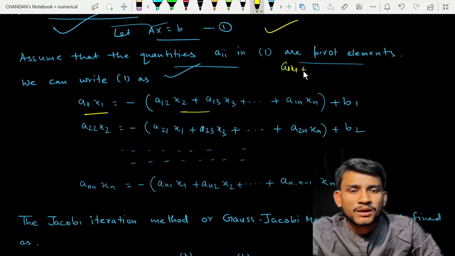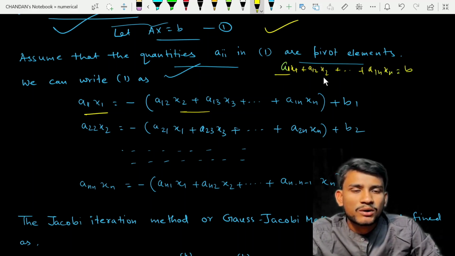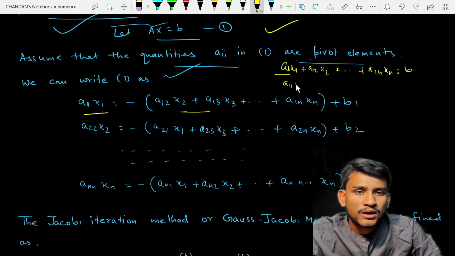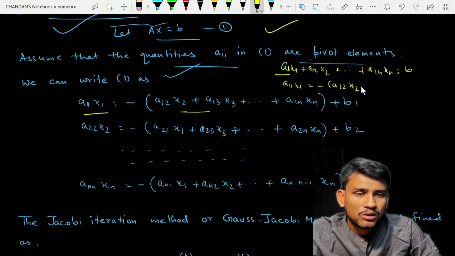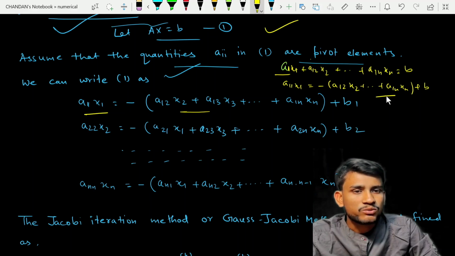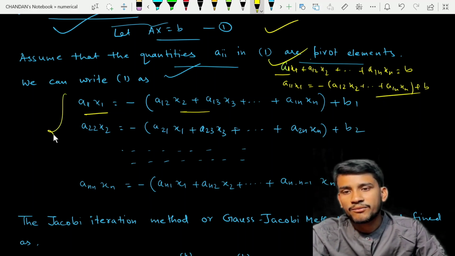a11 x1 plus a12 x2 plus dot dot dot plus a1n xn is equal to b1. Therefore a11 x1 is equal to minus of a12 x2 plus dot dot dot plus a1n xn, plus b1. So we write this system in the form of this.